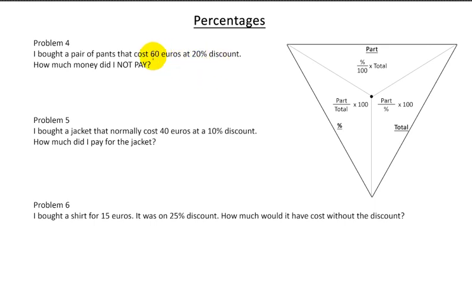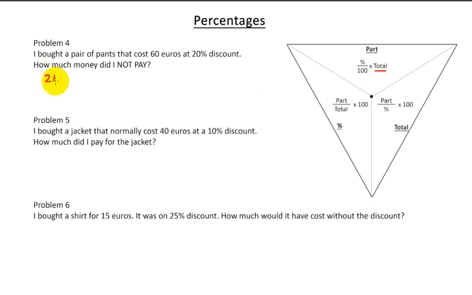What that means is that I am not paying 20% of 60. So what this problem is basically asking, when it's asking how much did I not pay, is what's 20% of 60. This is the kind of problem where 60 is the total. 60 is how much the pants would have initially cost without the percentage. And 20% is what we know. That's the discount. And we're looking for how much we did not pay. So 20% of 60. So we do 20 over 100 times the total.